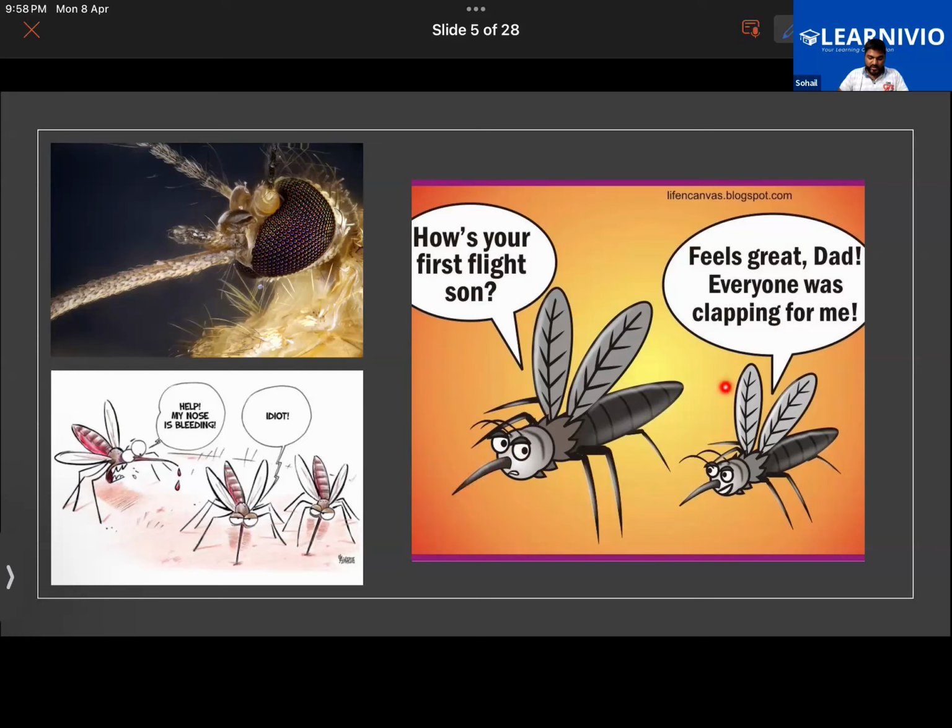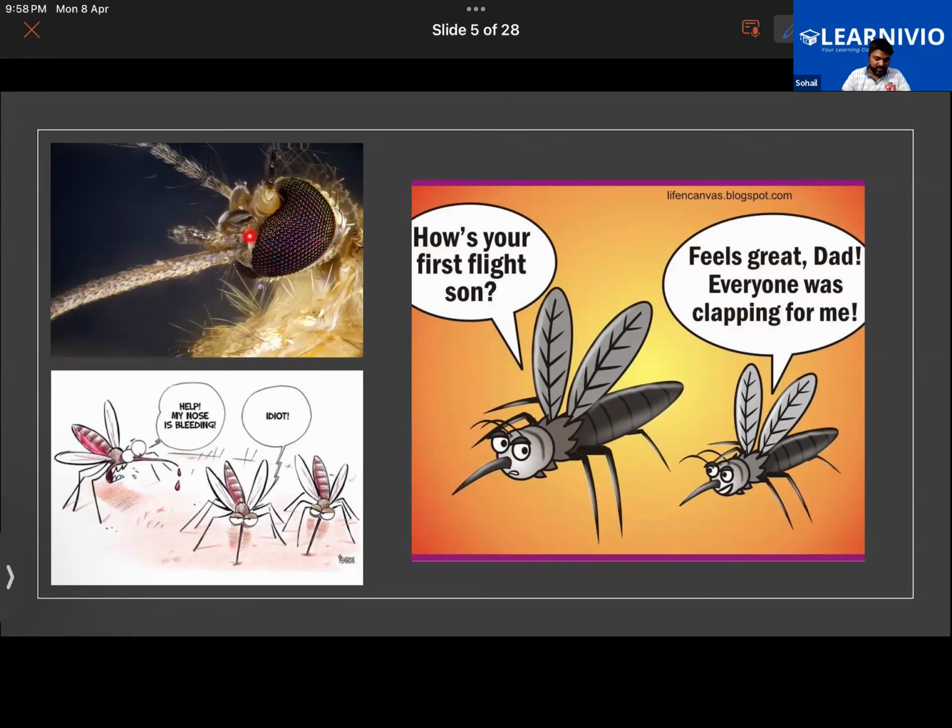Also, there's a joke in this image. What's written in this? It says, "How was your first flight, son?" This father asked his son, "How was your first flight?" He says it felt great, everyone was clapping for me. But they were not clapping for him, they were trying to kill him by clapping. Getting it now? Yes, sir. So that is the thing.